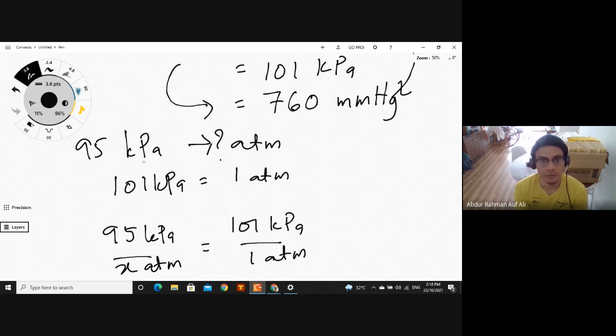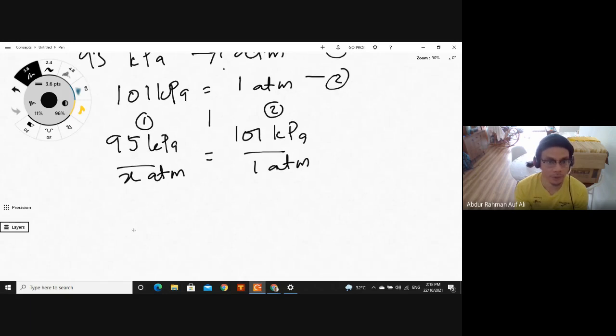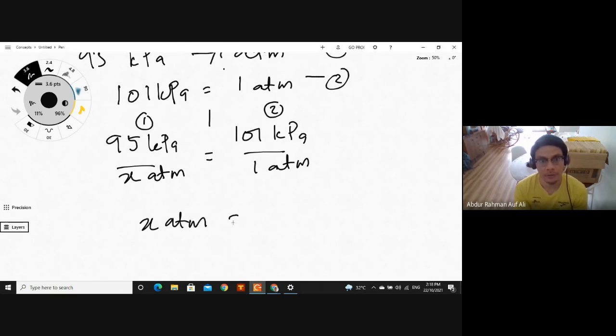Okay, so this one equals this one, number 1 and number 2. So on the left hand side, this is number 1. On the right hand side, this is number 2. And then you solve for x ATM. So arrange x so that it sits alone on one side. If you do that, you will get x ATM equals 95 kilopascal multiply with 1 ATM divided by 101 kilopascal.